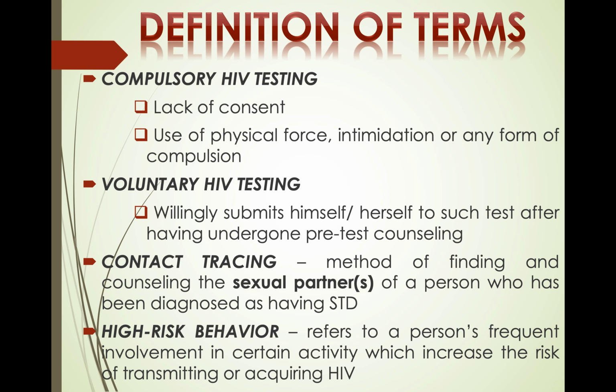So we also have high risk behavior. So what do we mean by that? This refers to a person's frequent involvement in certain activities which increase the risk of transmitting or acquiring HIV. So it can be through sexual intercourse, blood transfusion, or IV drugs. So all of those things, even your promiscuous acts, will be asked as well.